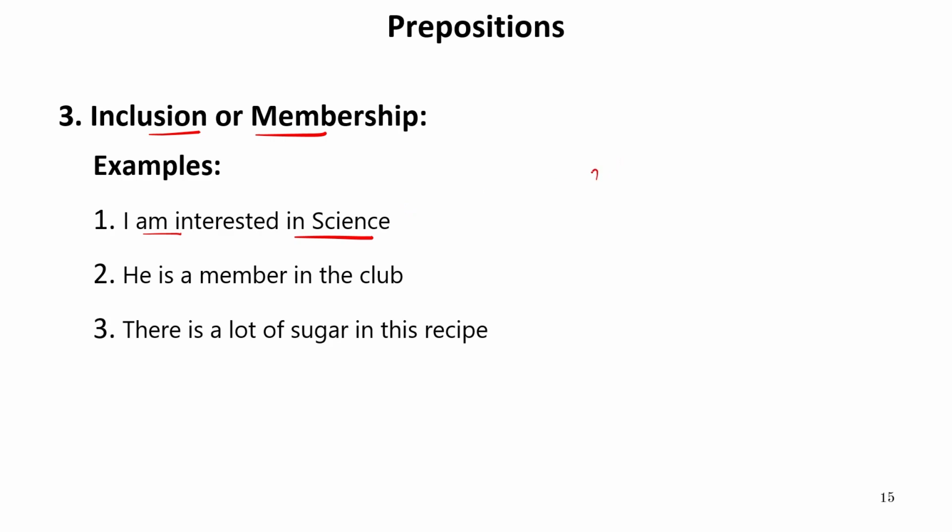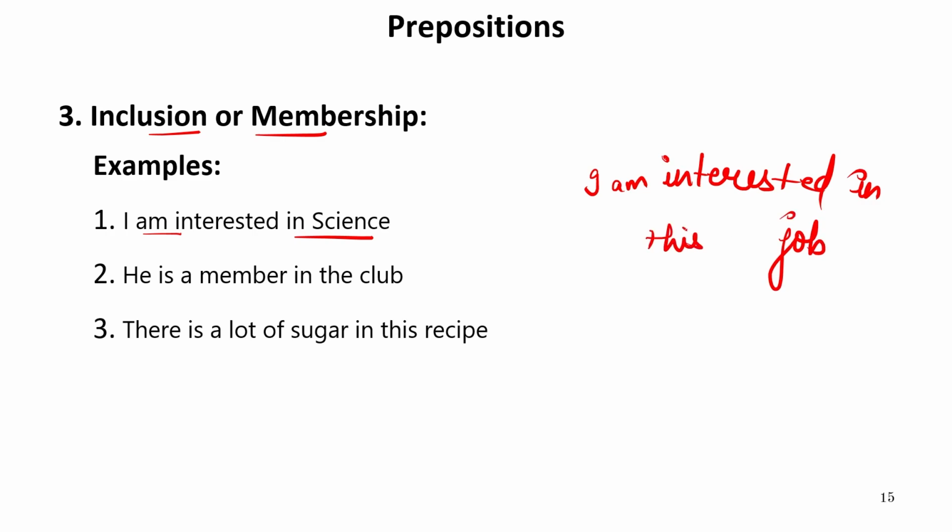For example, I'm interested in this job. If I say I'm interested in this job, with interested we are using in this job. So I'm taking interest in some particular job. In that case also we can use in. For membership as well we can use in.